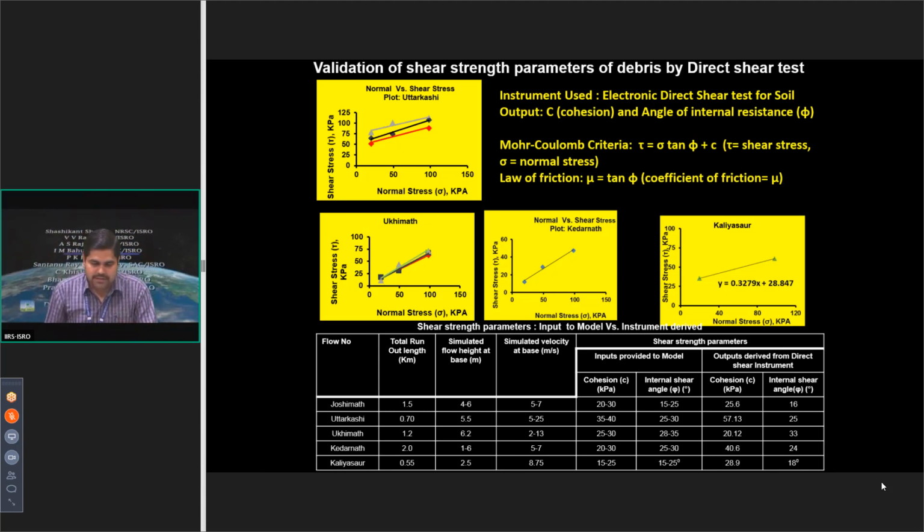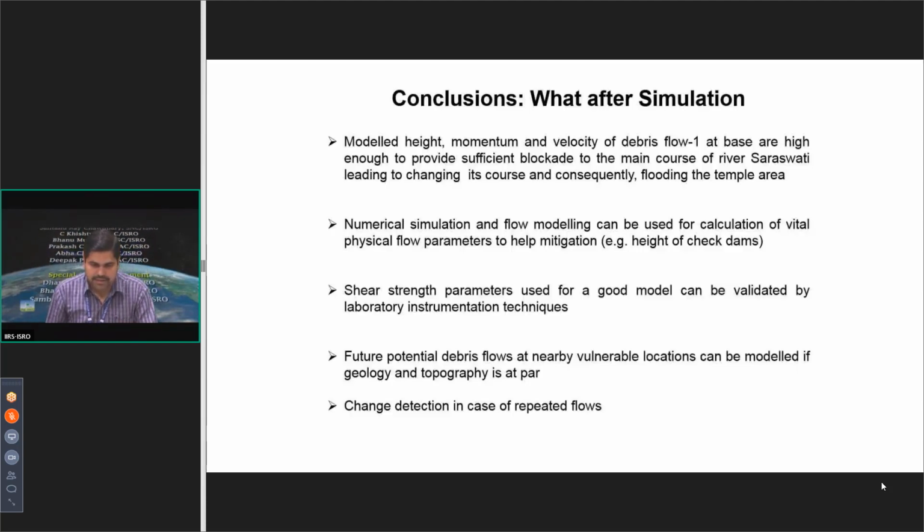I believe that is the end of this presentation. Just the conclusion is left. What we can conclude from today's discussion: first part, we have described the hazard zonation. Second part, we have learned how the models are to be prepared. Now, model height, momentum, and velocity in case of debris flow 1 in Kedarnath, as we have shown, provided sufficient blockade to the main course of River Saraswati, which changed course and consequently flooded the temple area. That is one major conclusion that has come from this kind of study.